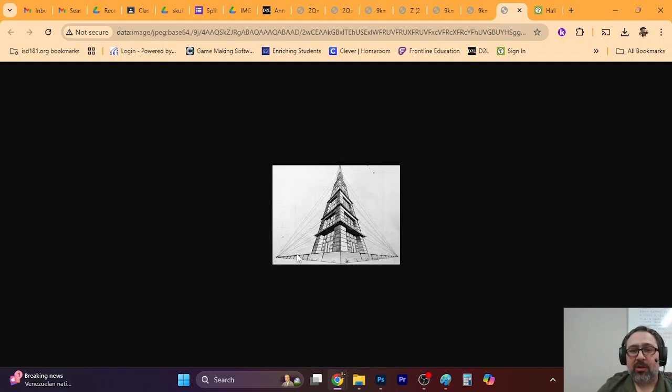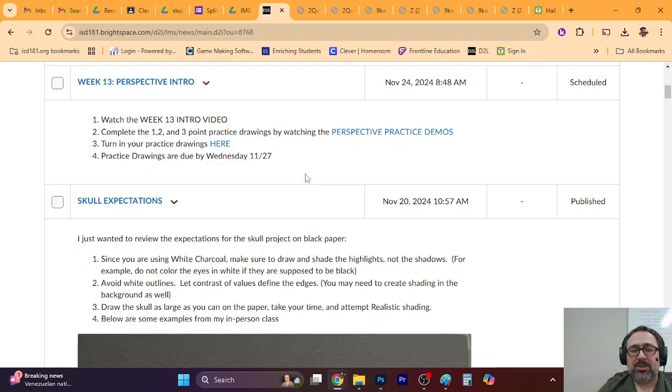But once again, our horizon line is actually down here at the bottom, and then we have a left and a right vanishing point, and then instead of a vertical line, we are just using that top vanishing point. Okay, so that's the rough overview of what 1, 2, and 3-point perspective are.